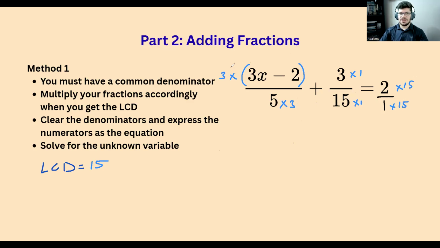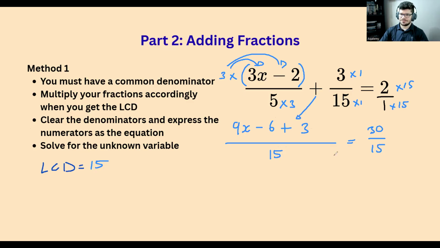So now we need to open up the brackets, okay? 3 times 3x will give us 9x minus 6. I'm going to give us a primary division line, which will be 15. This plus sign comes here. Be careful. Plus 3 is equal to 30 over 15.